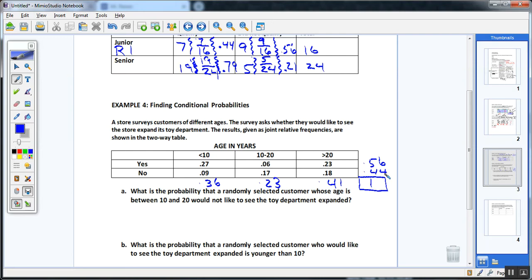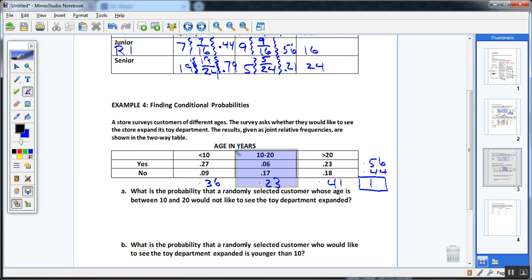So here's the deal. It says, what is the probability in Part A that a randomly selected customer whose age is between 10 and 20? So for Part A, we are only talking about the people in the middle column, people 10 to 20. We're not talking about anybody else. That's all we're talking about. How many would not like to see the toy department expanded? Well, what percent up there said they don't want to see the toy department expanded?